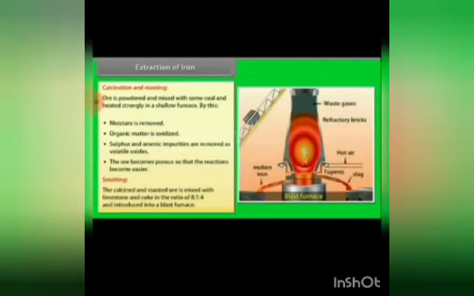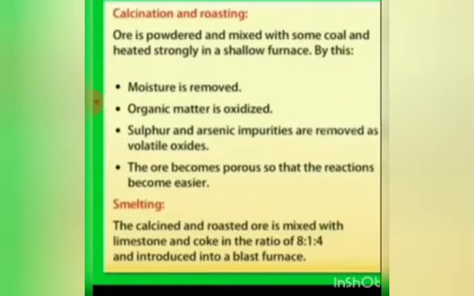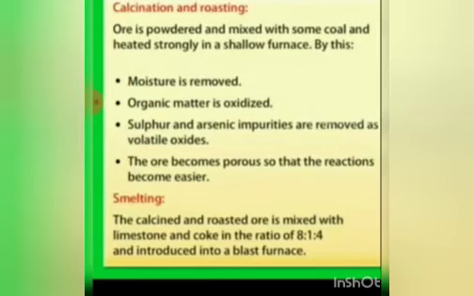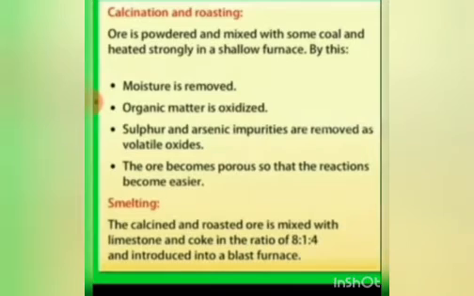Have you ever wondered how the extraction of ore is done? Extraction of ore is done by the following processes: calcination, roasting, smelting, and blast furnace. In calcination and roasting, the ore is powdered and mixed with some coal and heated strongly in a shallow furnace. By this process, moisture is removed, organic matter is oxidized, and sulfur and arsenic impurities are removed as volatile oxides. The ore becomes porous so that the reactions become easier.